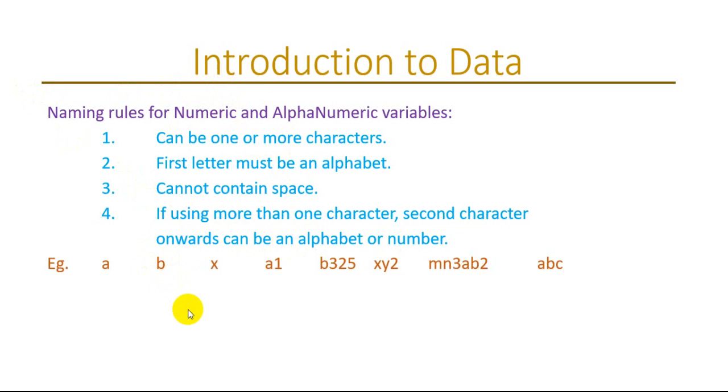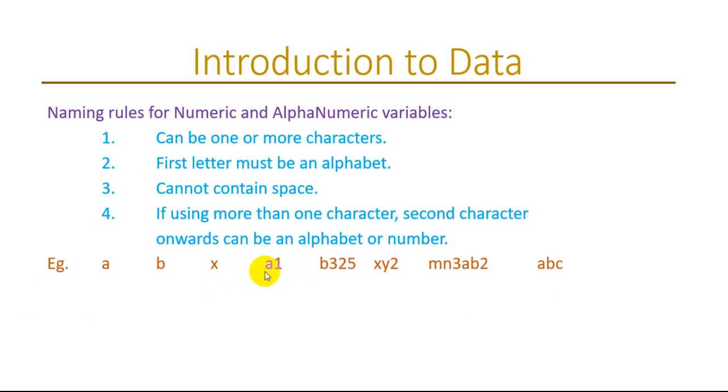Now look at this example. Now these are all valid variable names. Okay, these are all valid variable names. So in other words, you can name a variable as A. It can be one or more characters. So this is fine. And first letter must be alphabet. So first letter is alphabet. So this is okay, fine, no issue. This is also fine, no issue. One character alphabet. Okay, next one is X. No problem. Alphabet, one character, no issue. This one also no problem.